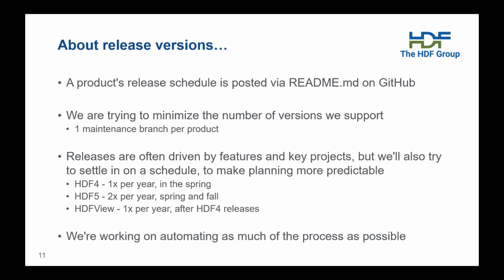So for our release versions, HDF4 releases once a year, HDF5 releases twice a year, HDFView one time a year after the HDF4 release comes out, unless there's important patch releases and things like that. And we keep GitHub up to date in terms of the release schedule. So if you're ever wondering what's coming, we list the major features, we list the timelines so that everybody can see that. And we're working on automating as much of this as possible.